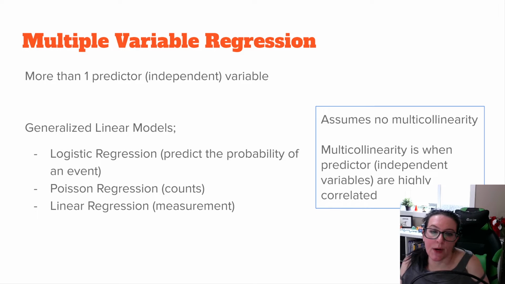In the previous video, we created a linear regression model. Now, there are some assumptions that come with a linear regression model. The first is that we don't have any multicollinearity. Multicollinearity is when your predictor or independent variables are highly correlated with each other.